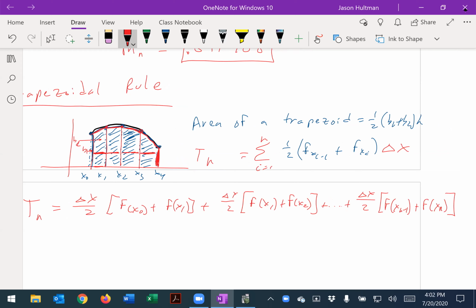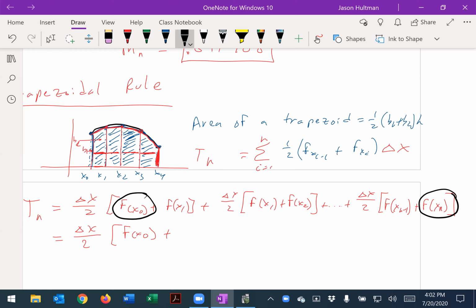Now what I'm going to do is factor out that delta x, and we're going to see a pattern arise in that I only have one f of x sub 0. If I factor out the delta x over 2, I have one f of x sub 0, but I have 2 of everything else except for the x sub n. The endpoints, the bread in the sandwich, don't have partners, but everything else does.